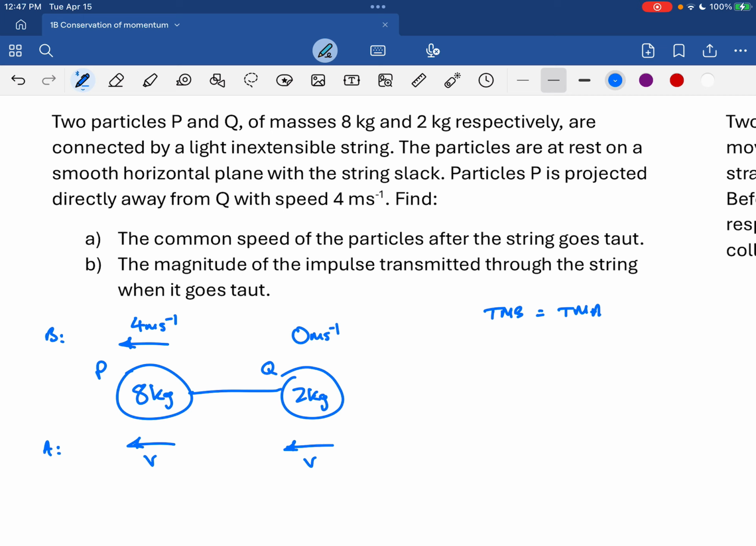Whilst I normally take right to be positive, here it'd be sensible for everything going left to be positive because the velocities are all going left. So total momentum before will be 8 times 4 plus 2 times 0. Total momentum afterwards, 8v plus 2v. We work this through, we get a value of v to be 3.2 meters per second. So, therefore the speed is 3.2 meters per second.